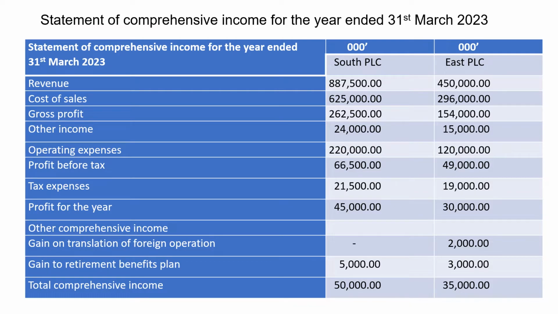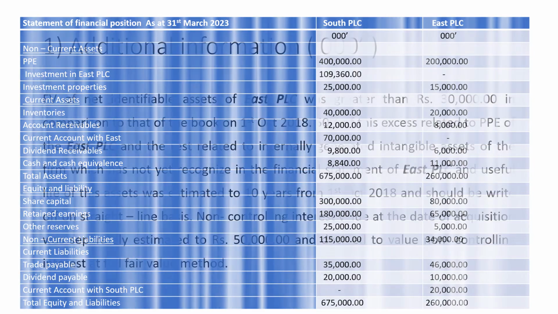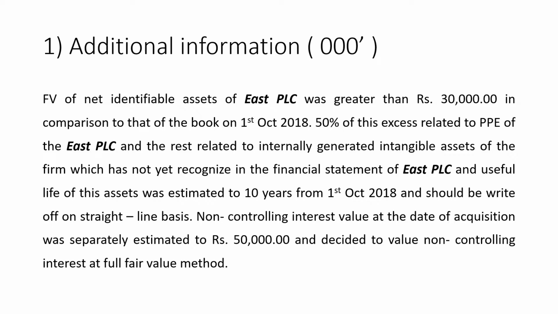Now you can see the statement of comprehensive income for the year ended 31st March 2023 for both South and East PLC. Now you can see the statement of financial position as at 31st March 2023 for both South as well as East PLC. Everything is in rupees thousands. I'm moving to the additional information of the tutorial.